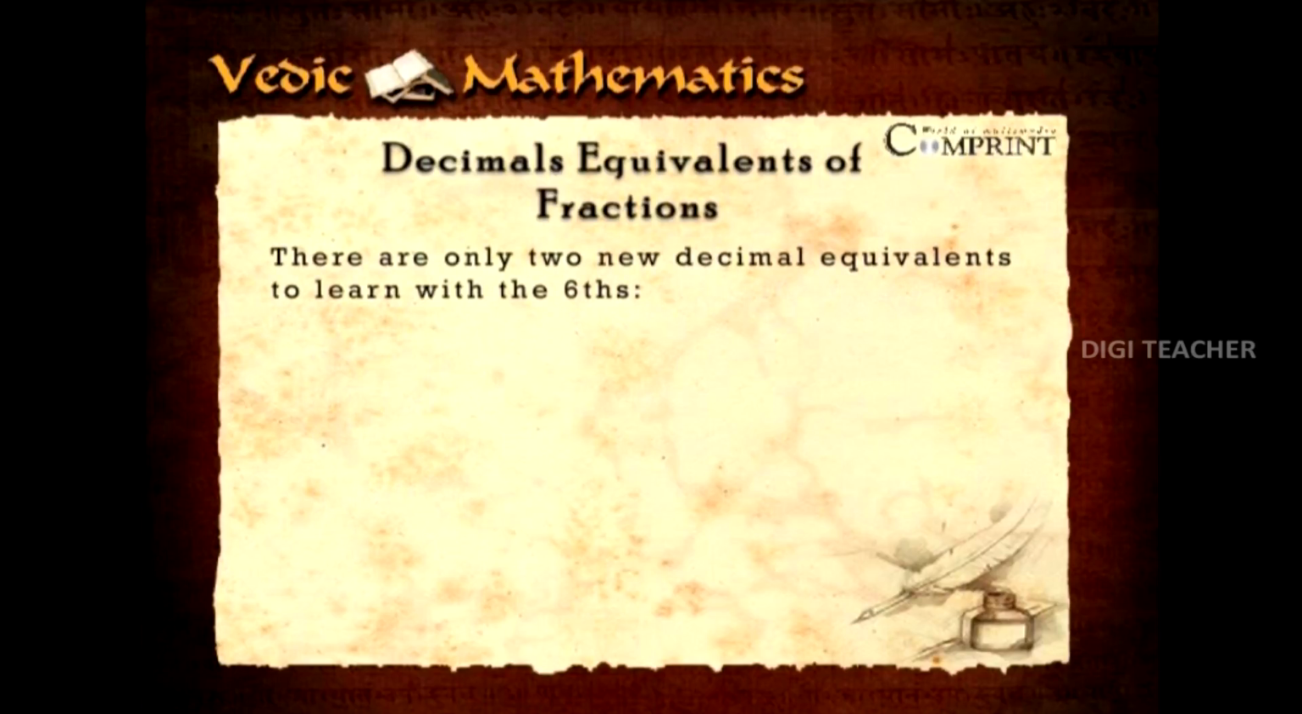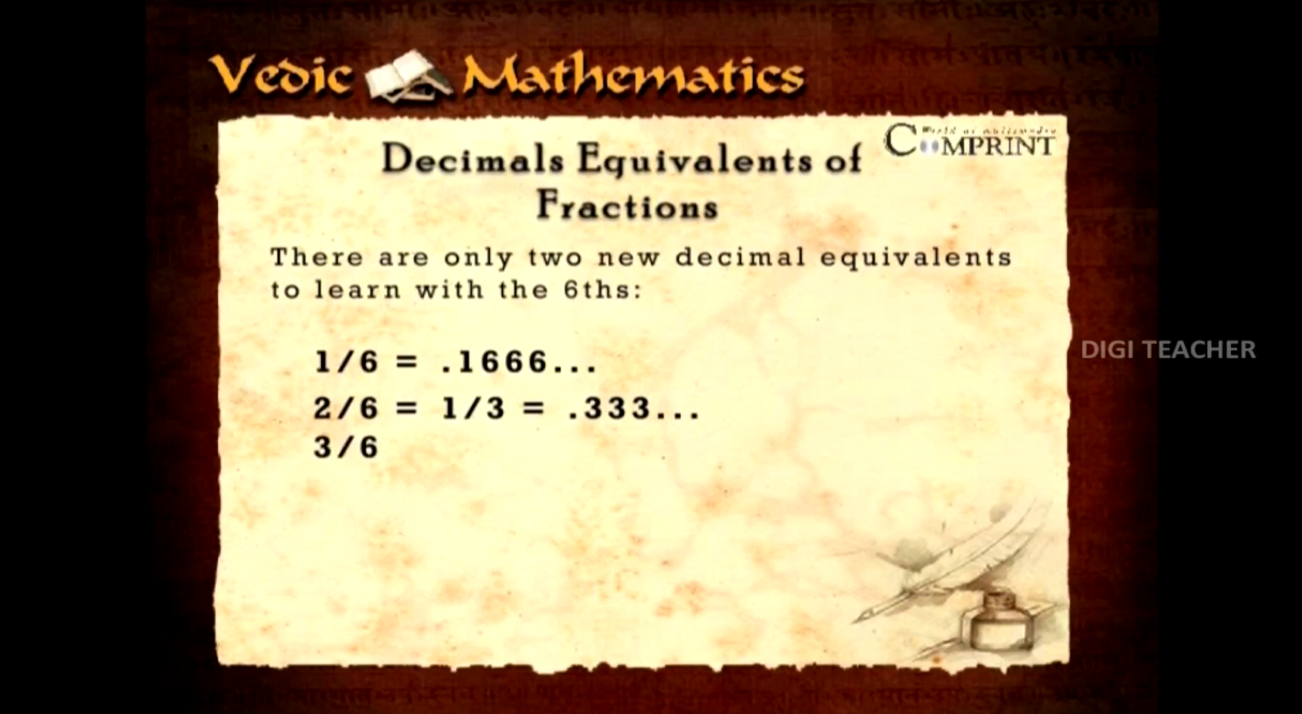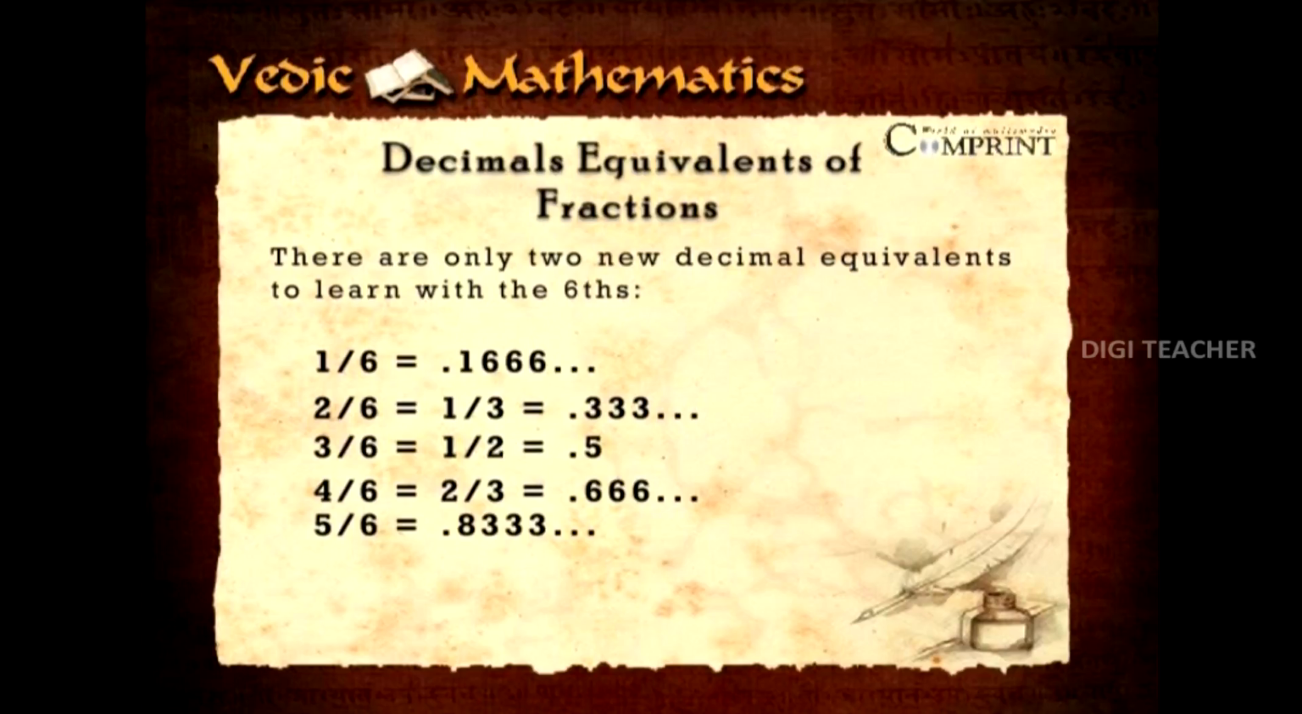There are only 2 new decimal equivalents to learn with the 6. 1/6 equals 0.166 and so on. 2/6 equals 1/3, which is again 0.33 and so on. 3/6, which is again half, which equals 0.5. 4/6, which is 2/3, which again equals 0.66 and so on. And 5/6, which equals 0.8333 and so on.